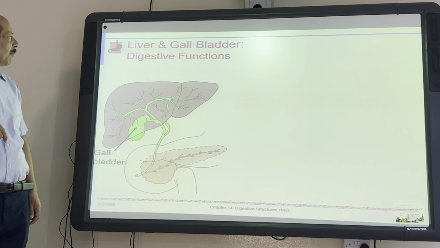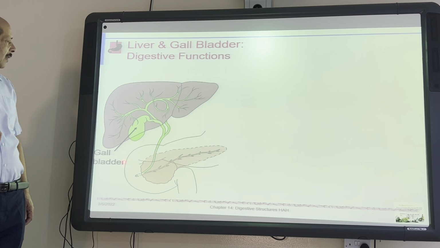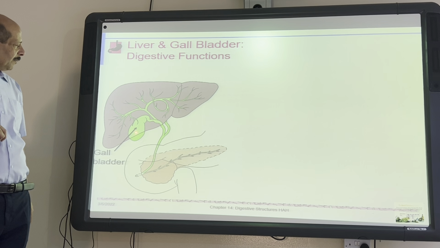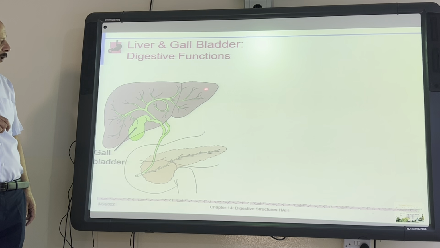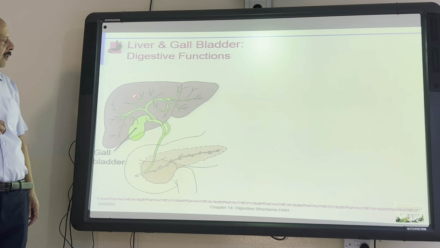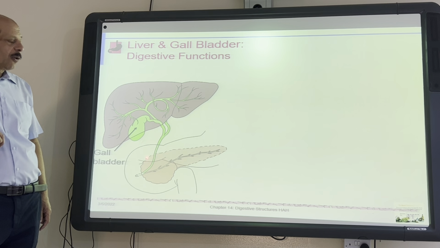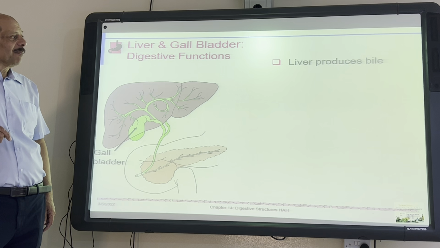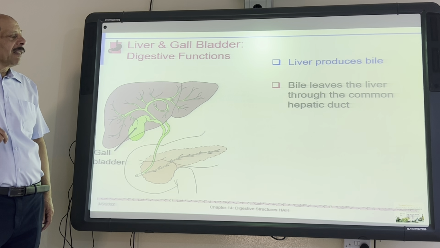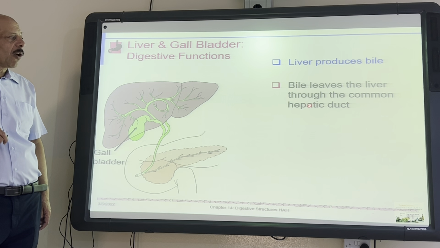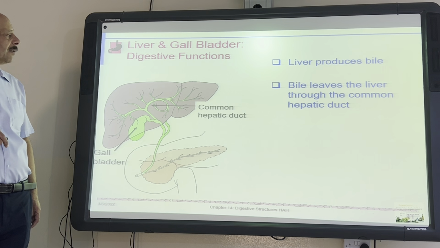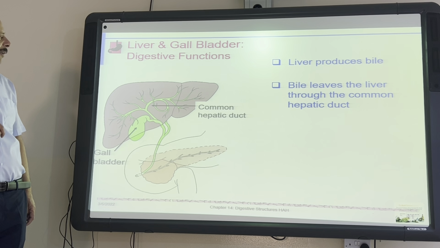So the liver and gallbladder here, this is the gallbladder which is coming under the liver, and the secretion from the liver will go to the gallbladder and be stored there. So the liver will produce bile, and bile will leave the liver through the common hepatic duct. This is the common hepatic duct that the bile will leave through, the right and left hepatic duct.